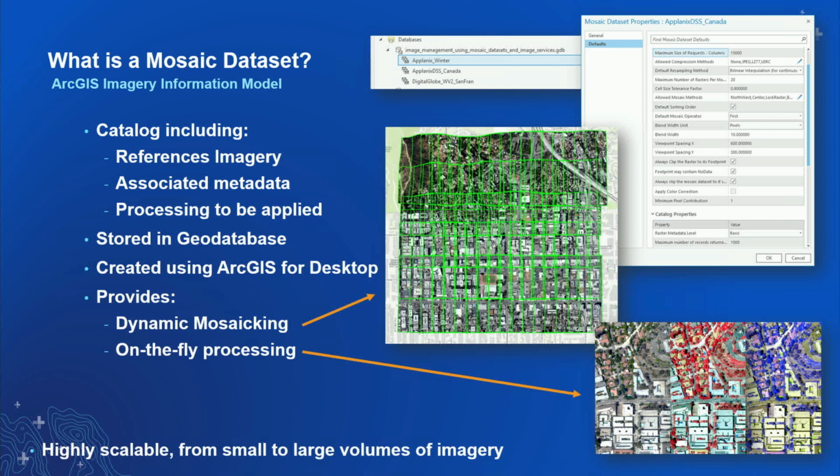It can read the associated metadata with your source imagery. It can apply processing in addition to what is already there, so you can add an NDVI on top of your imagery if you want, or any other kind of index or processing. It's stored in a geodatabase, either a file or an enterprise geodatabase, and it gets created in either ArcMap or ArcGIS Pro. And it's highly scalable. You can have 4 images in a Mosaic dataset or 4 million. This is something that can be highly scaled in your single client machine or on the web.